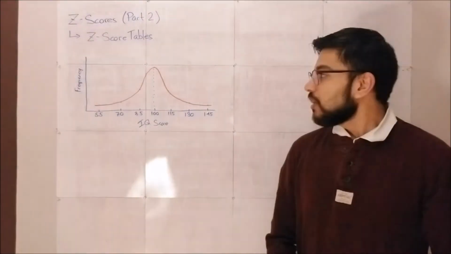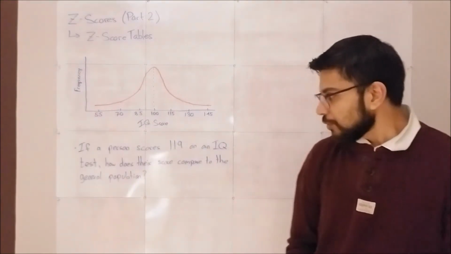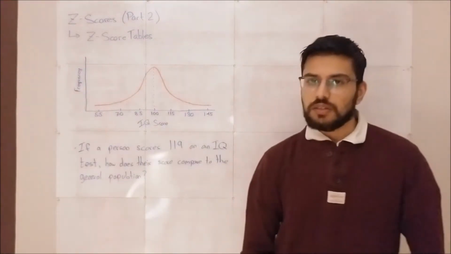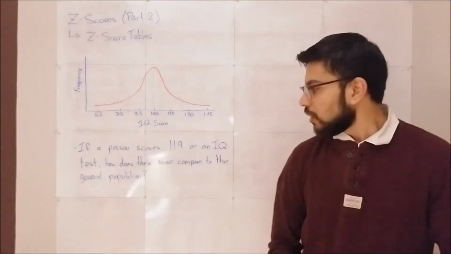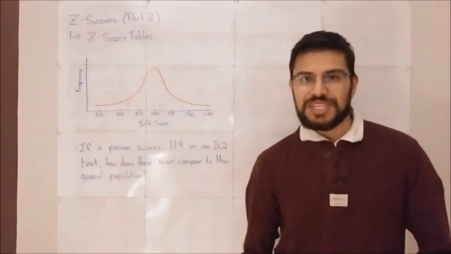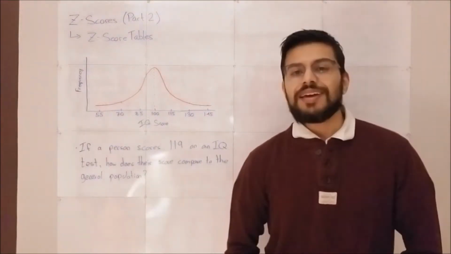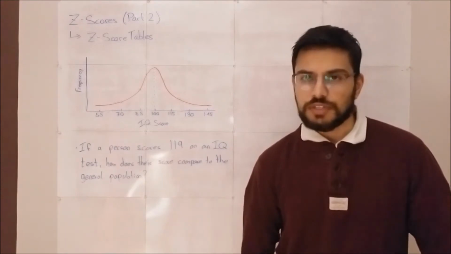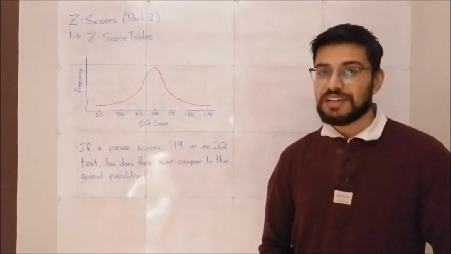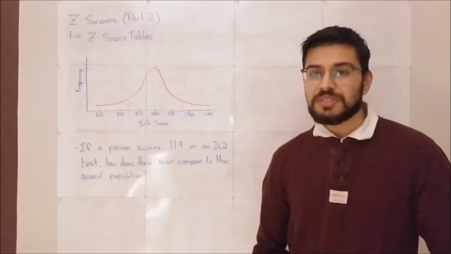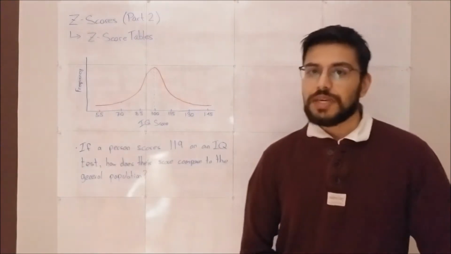Now, the problem is working with IQ scores. So the question is, if a person scores 119 on an IQ test, how does their score compare to the general population? Well, it's probably wise to understand what an IQ test is first. It's an intelligence quotient, so it's a test to analyze someone's degree of intelligence in a specific setting, in a specific set of time. So it's not the best standardized test to analyze people's intelligence, but it's one that's been around for a while, and there are some patterns that we can get off of it.